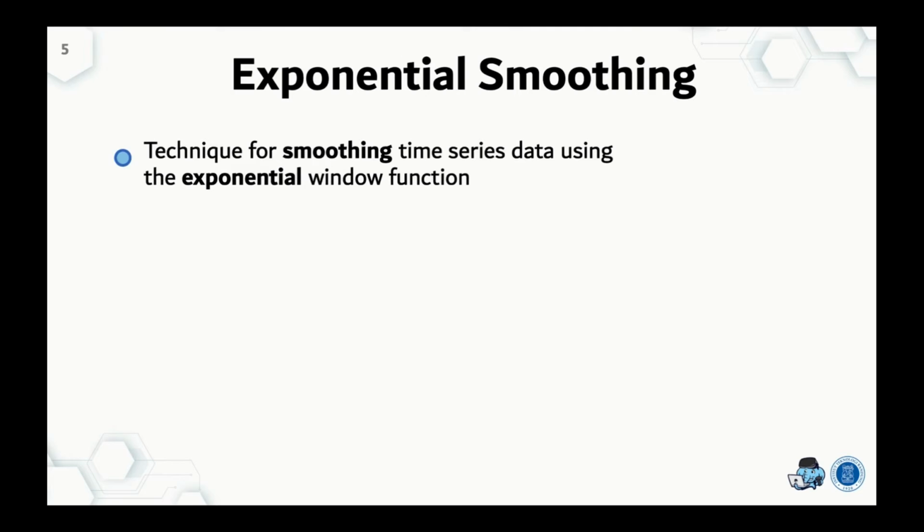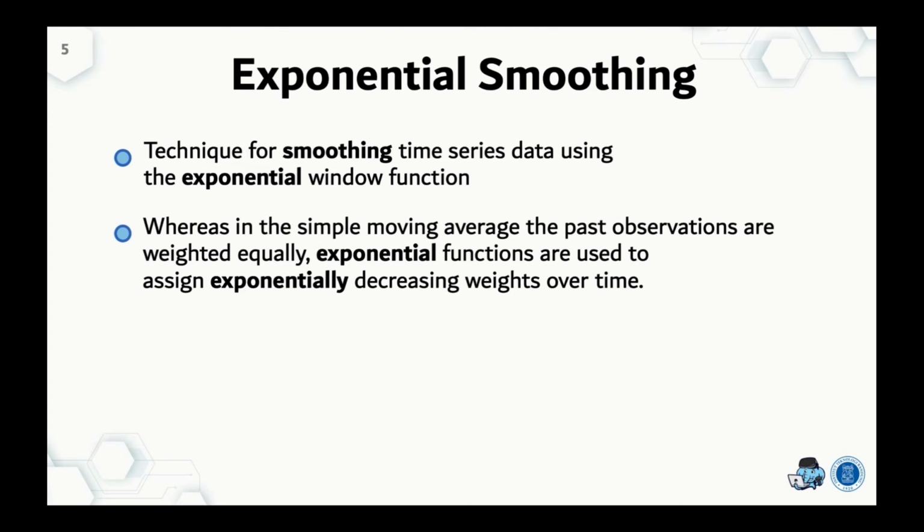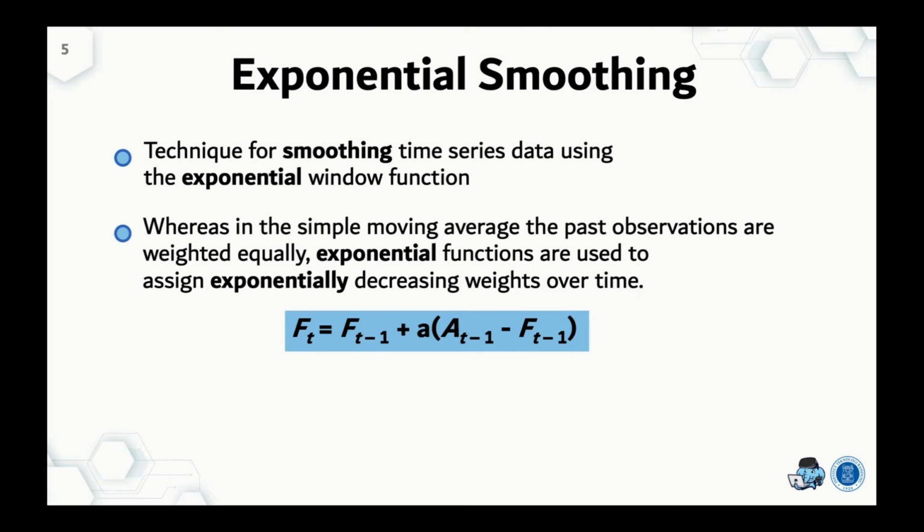The next method that we want to discuss here is called exponential smoothing. This is a technique for smoothing time series data using what we call the exponential window function. In simple moving average, the past observations are weighted equally. The exponential function here is used to assign exponentially decreasing weight over time.